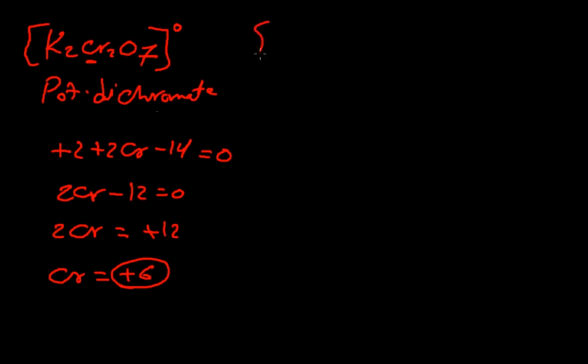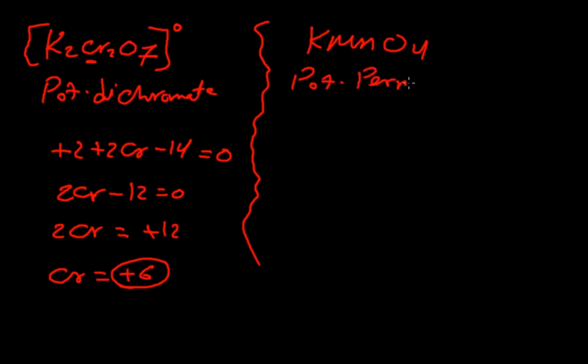Let's see the oxidation state of another common oxidizing agent. This is a very common oxidizing agent, potassium dichromate. Then we have something like KMnO4. This is potassium permanganate. It was written in a bad form, sorry, but yeah.